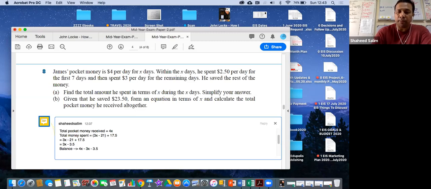You must put a bracket first, because if you do this, you may forget to change the sign. So we put it in the bracket first. So now what is the thing? You work it out, remove it from the bracket. 4X minus 3X, correct?